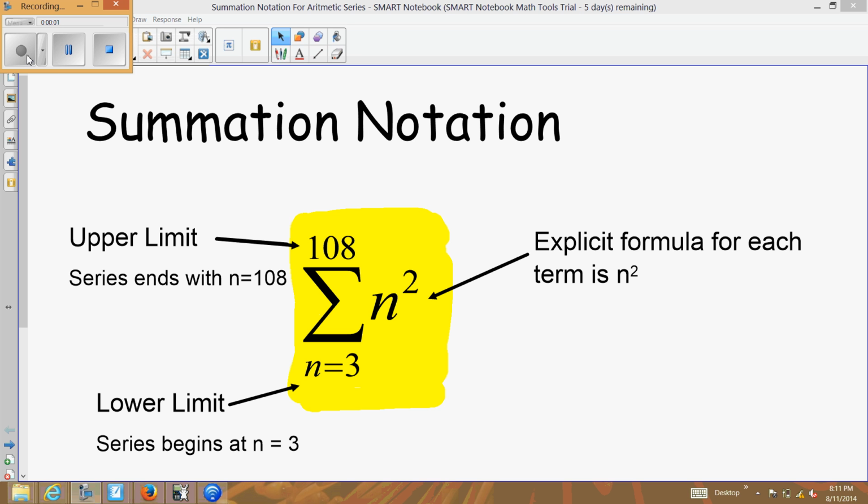On with summation notation, and you notice this E. And I know you noticed on the pretest where you had an E, and I said that was called the summation notation. All right, there's some things you need to know.